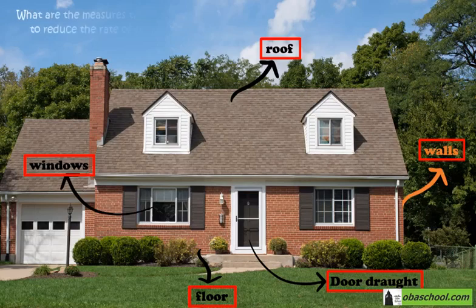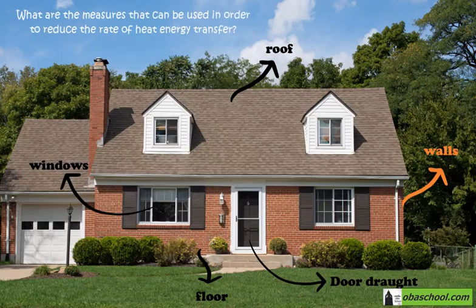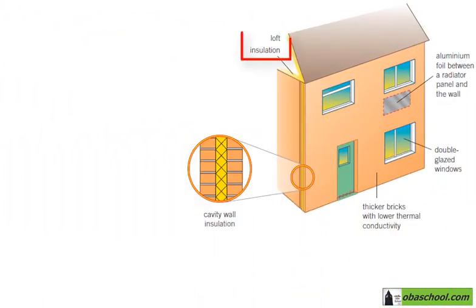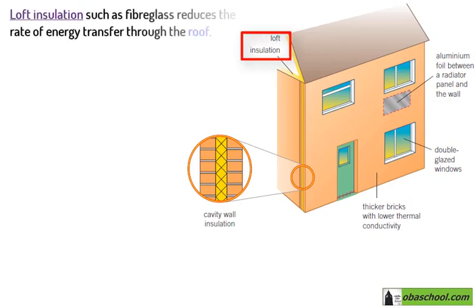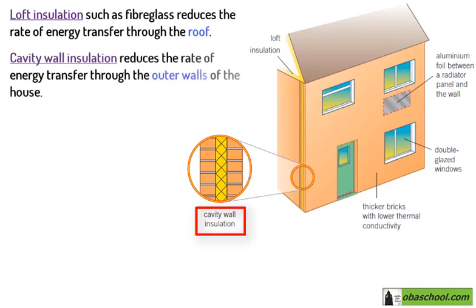So what are the measures that can be used in order to reduce the rate of heat energy transfer? Let's start with the loft insulation. Loft insulation, such as fiberglass, reduces the rate of energy transfer through the roof. Regarding the walls, cavity wall insulation reduces the rate of energy transfer through the outer walls of the house.